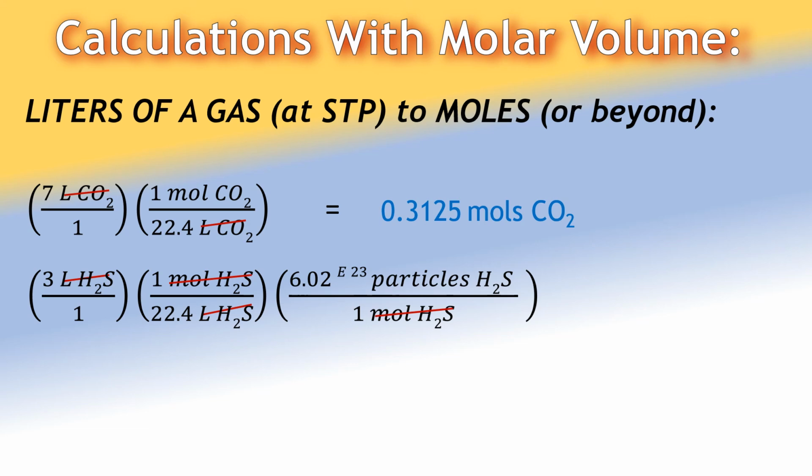And then moles of hydrogen sulfide will cancel out. So here we're going to have to do multiplication and division. So first 3 times 6.02 times 10 to the 23rd on the top. And then we divide the whole thing by 22.4. And we end up with this number, 8.0625 times 10 to the 22nd molecules of hydrogen sulfide gas.